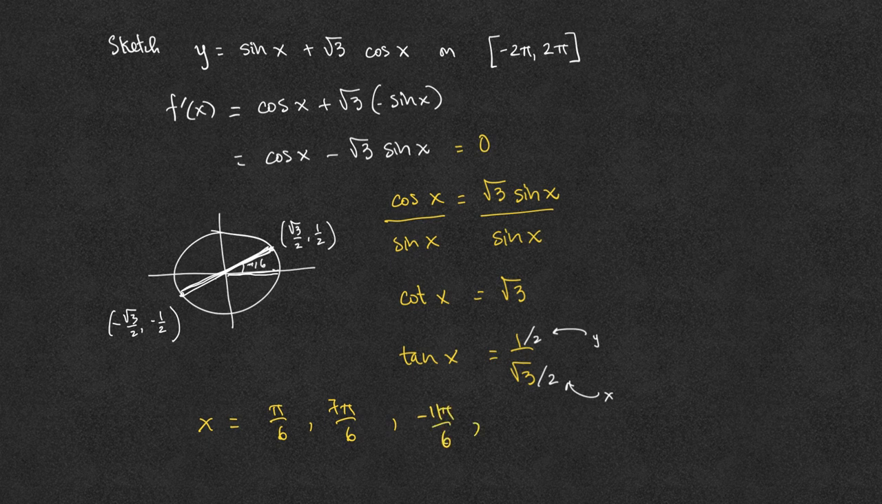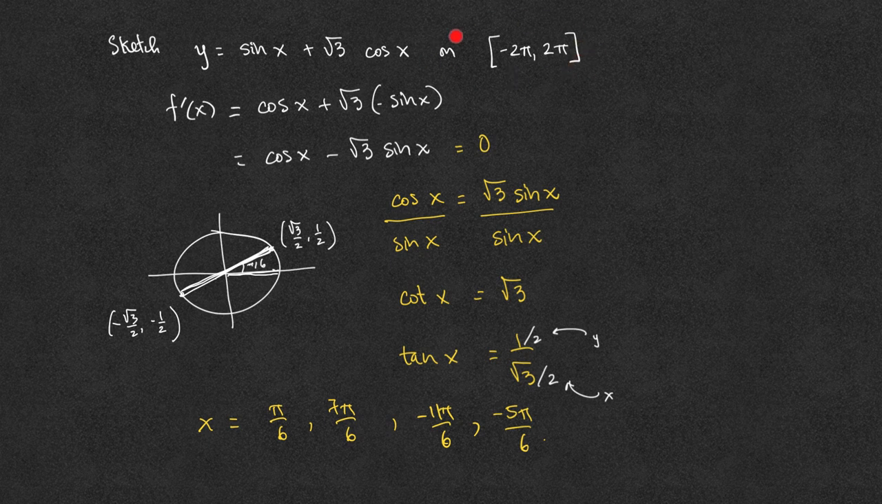Similarly, from 7 pi over 6, we subtract 2 pi. 7 pi over 6 minus 12 pi over 6 is negative 5 pi over 6. And so we obtain all 4 critical points.